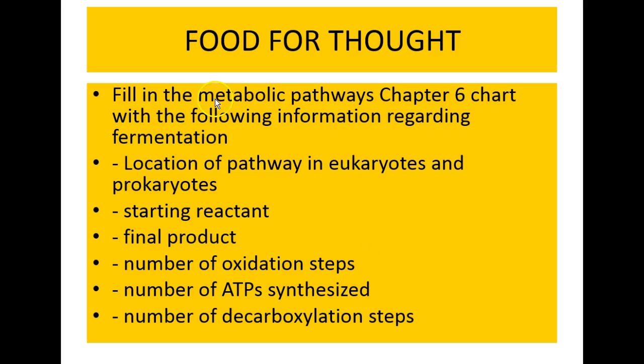You should now be able to fill the metabolic pathways chapter 6 chart with the information regarding fermentation. You should know the location of the pathway in both eukaryotes and prokaryotes, the starting reactants, the final products, the number of oxidation steps, if any, the number of ATP synthesized, the number of decarboxylation steps, if any.